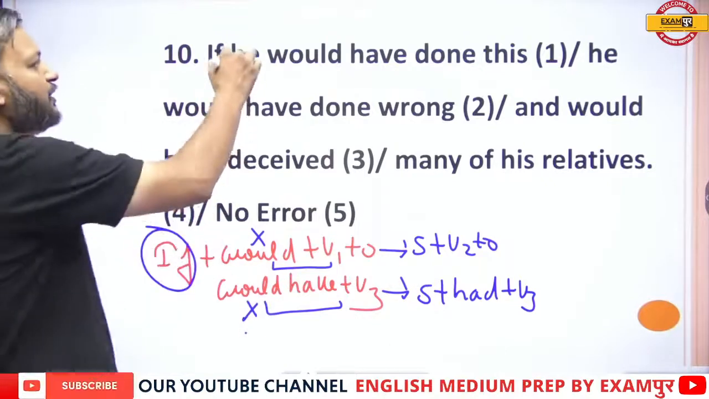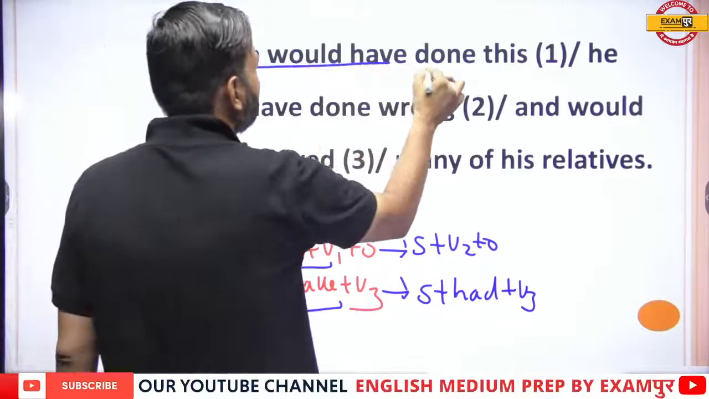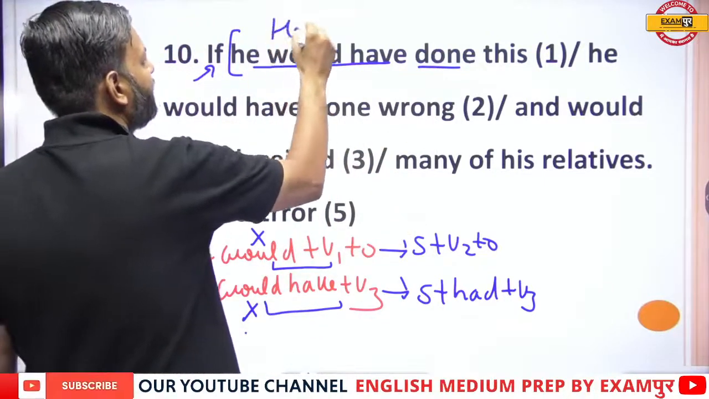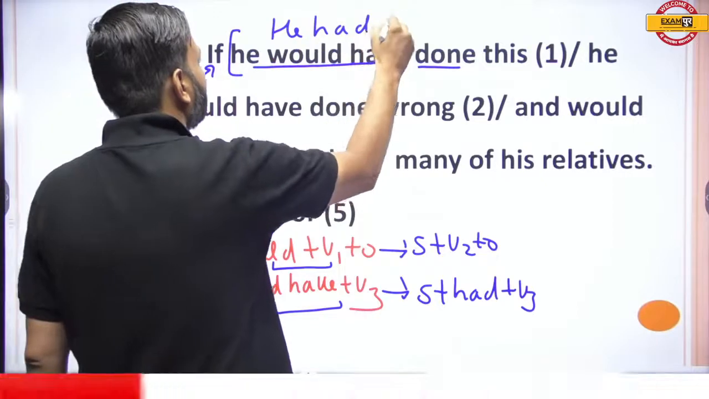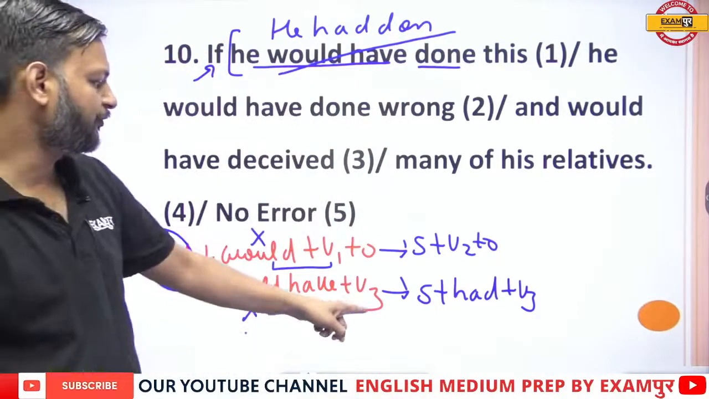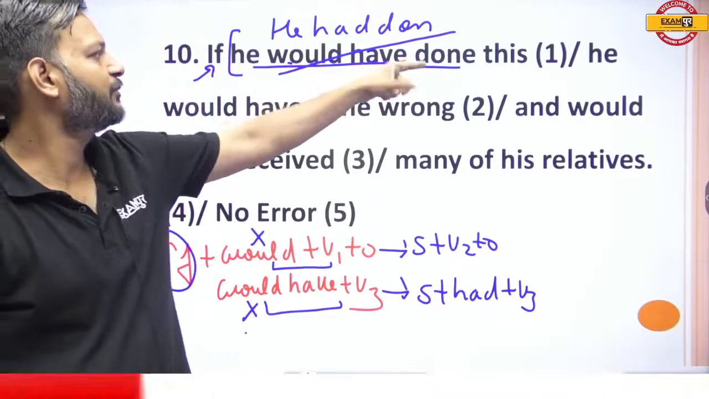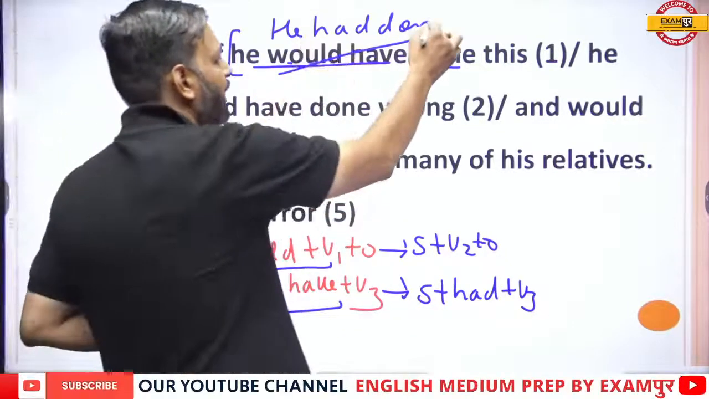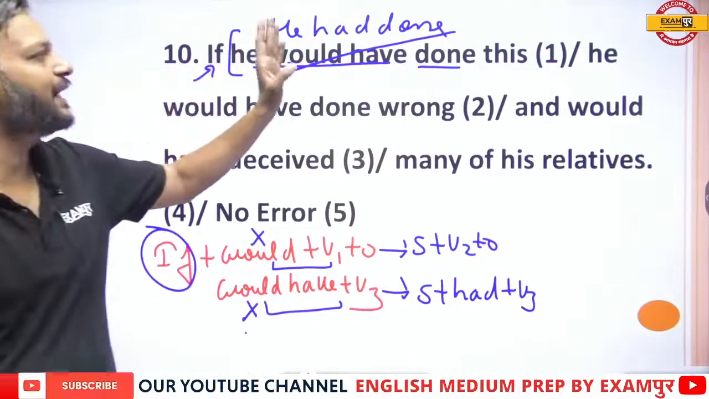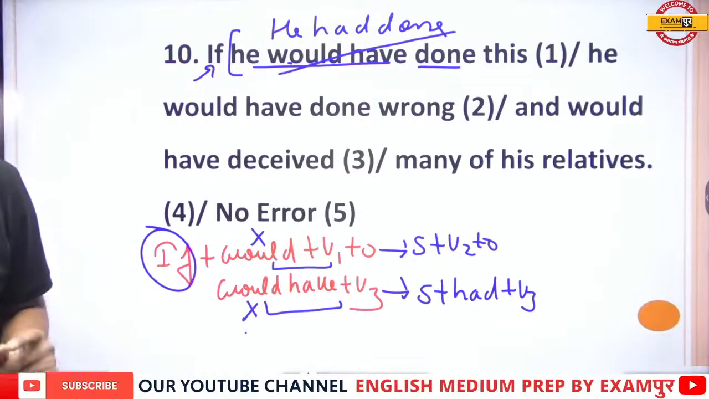So here you can see we have he would have plus third form in the if clause, so change it into he had done. Would have plus third form must be changed into subject plus had plus third form, that is past perfect. So the sentence would be, if he had done this.